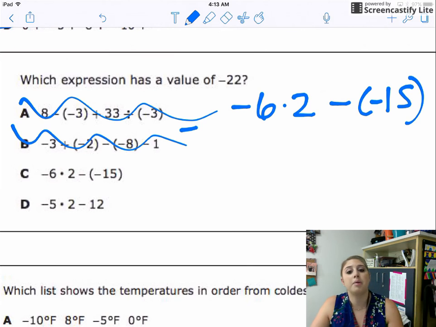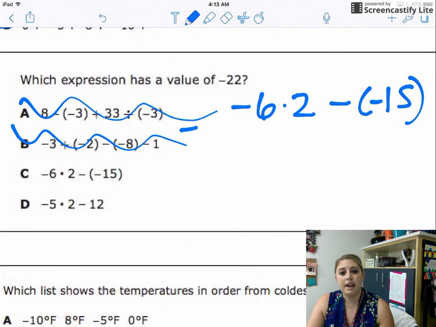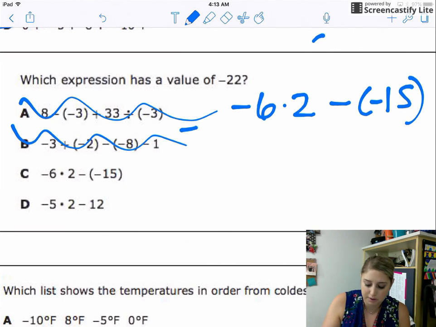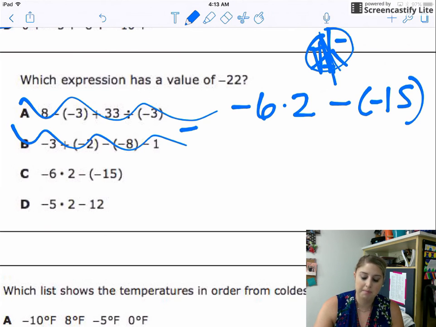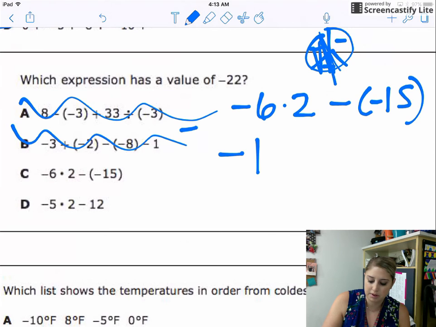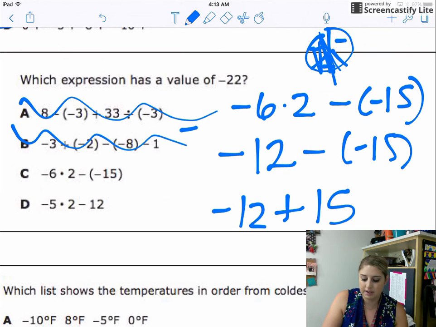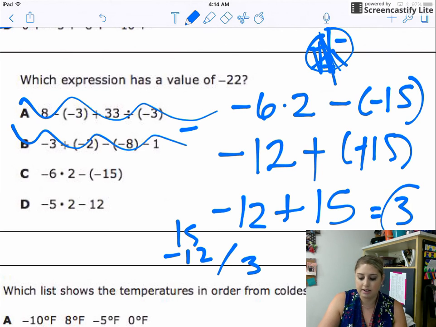All right, this one does have a multiplication in it, so I've got to start there. A negative 6 times 2. I have a negative and a positive, excuse me. So I could draw a sleeping man. A negative and a positive make a negative. So negative 6 times 2 is negative 12 minus a negative 15. And then I do keep, change, change. So negative 12 plus 15, plus, right? And negative 12 plus 15 is a different sign difference. So 15 minus 12 is 3, and it's going to stay positive. All right, so it's not C.